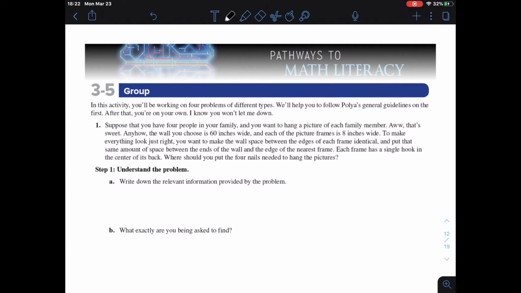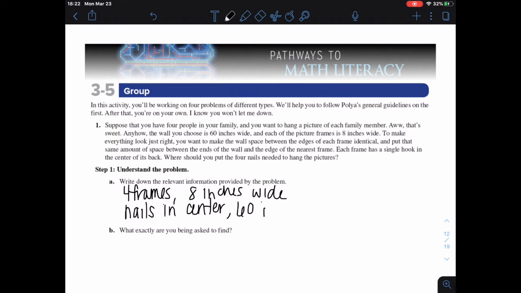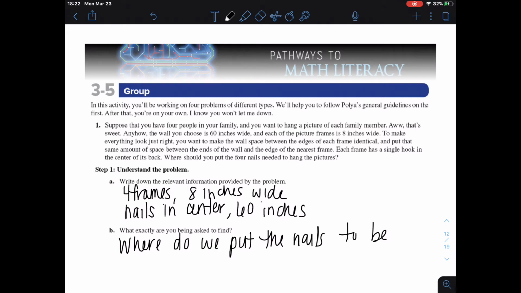So for our relevant information, we have 4 frames. They're 8 inches wide. The nail is going to go in the center. And the wall is going to be 60 inches. Okay. So what we need to find is where we put the nails to have equal space between the frames.